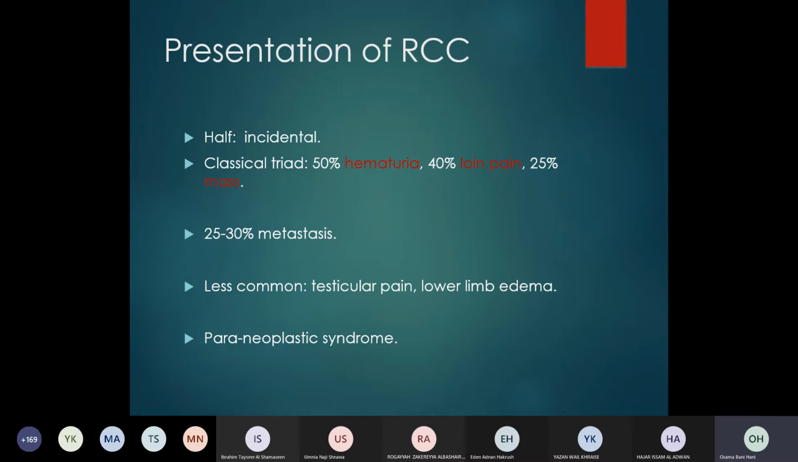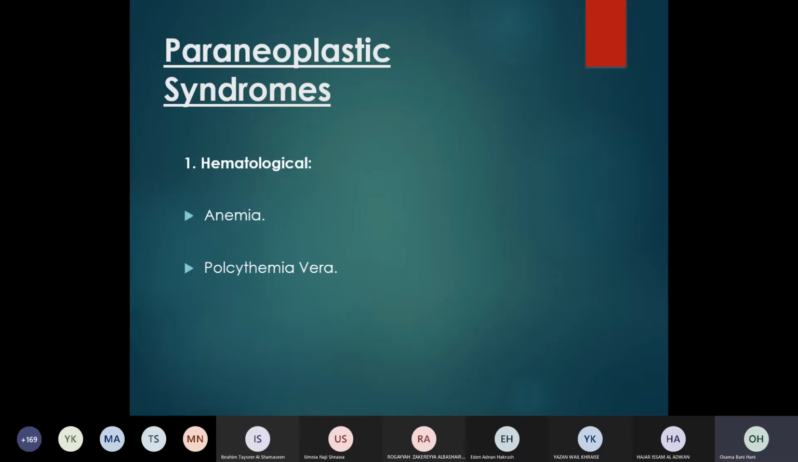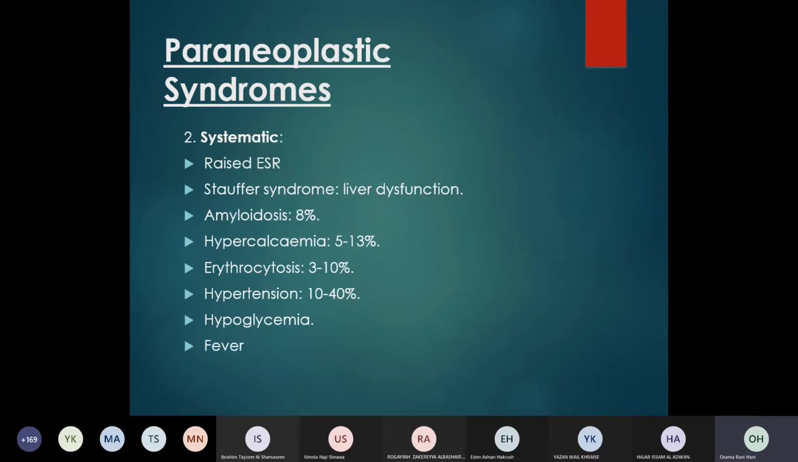Some patients present with paraneoplastic syndrome. Paraneoplastic syndrome, guys, you surely have heard or read about it. It has many elements. One of them is hematological, where the patient has either anemia or polycythemia. They may have systemic manifestations, a raised erythrocyte sedimentation rate, Stauffer syndrome, which is liver dysfunction, which means there's increased risk of bleeding because of high PT, or even jaundice, which is non-obstructive jaundice. Amyloidosis, which means deposition of amyloid on the body, in the kidney, or even the heart.